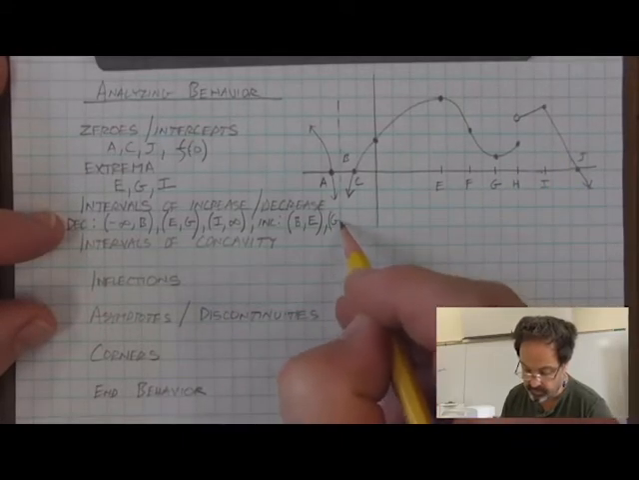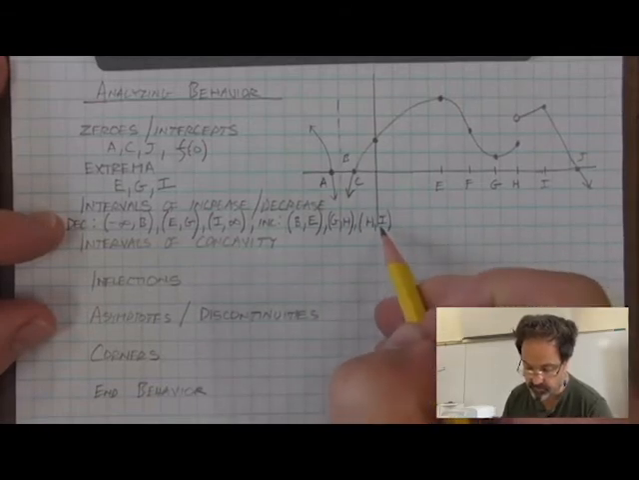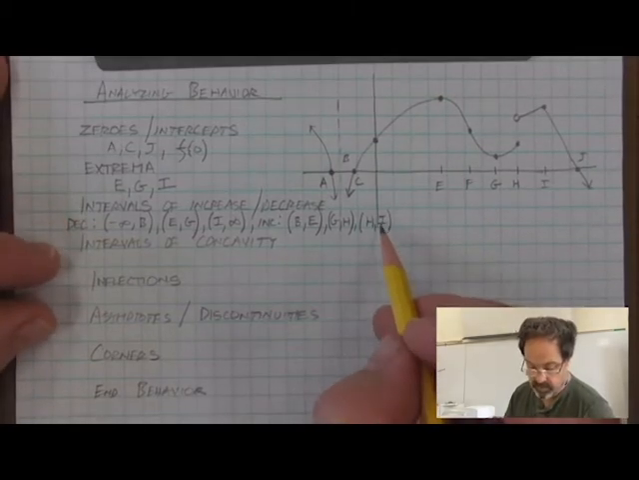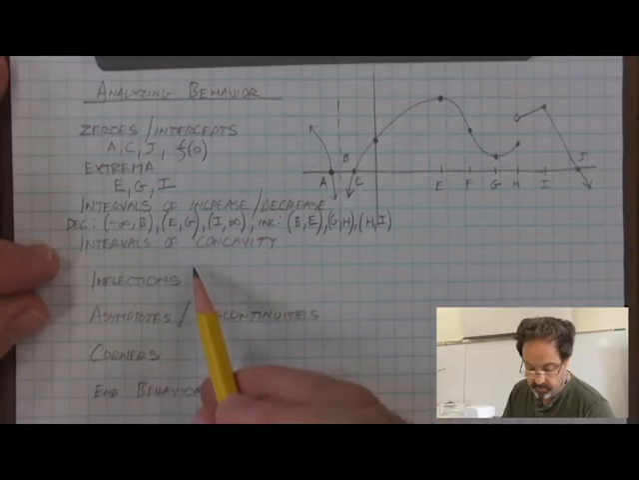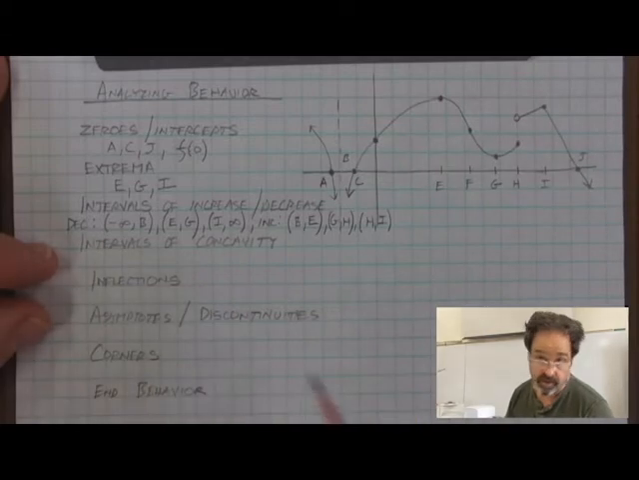There's a discontinuity at h, so we're going to split up those intervals and list them separately. Intervals of increase and decrease. Intervals of concavity. A function could be concave up, concave down, or not have concavity.